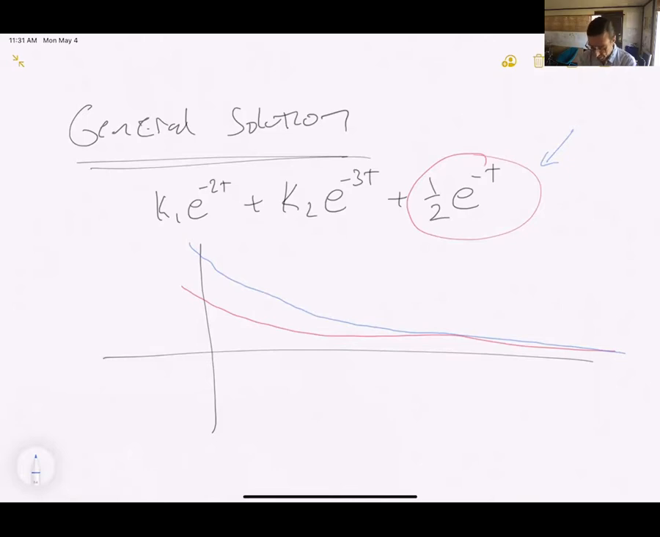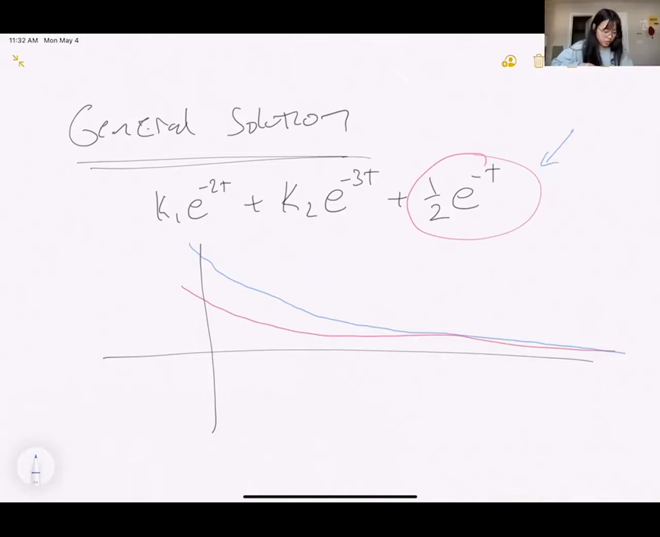Okay, so that's what happens when the forcing function is a negative exponential. So the forcing function itself dies off. Everybody follow that? This is not very insightful or terribly interesting. I just wanted to make sure you understood the algebra.